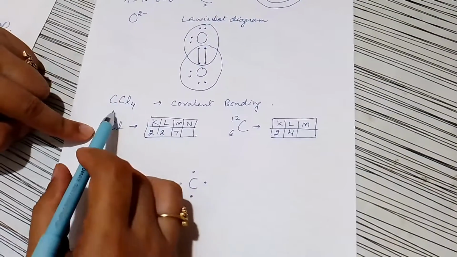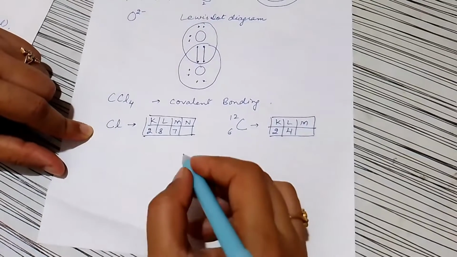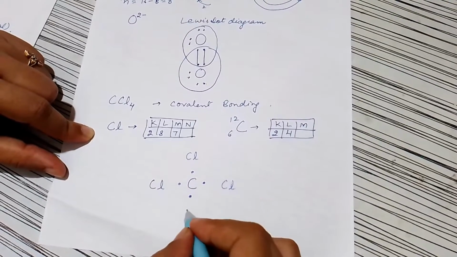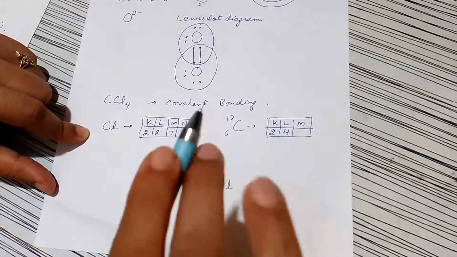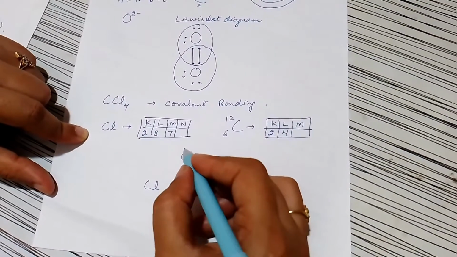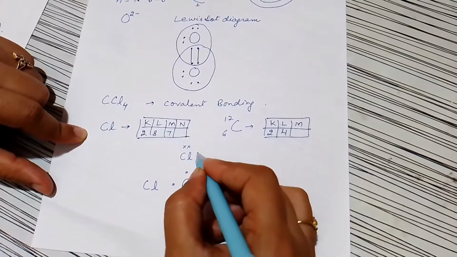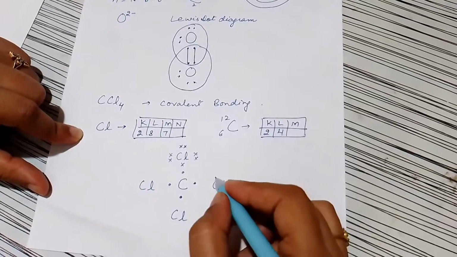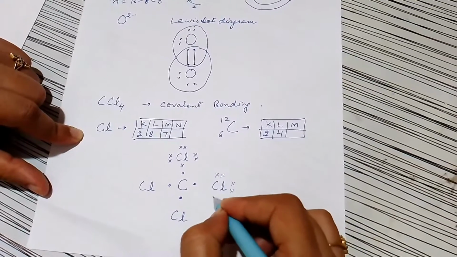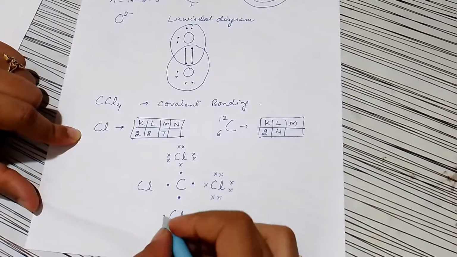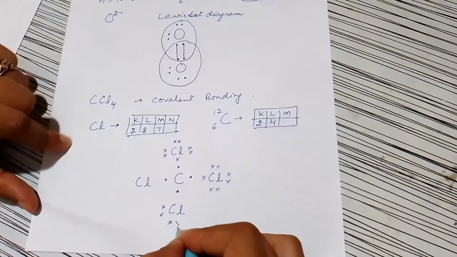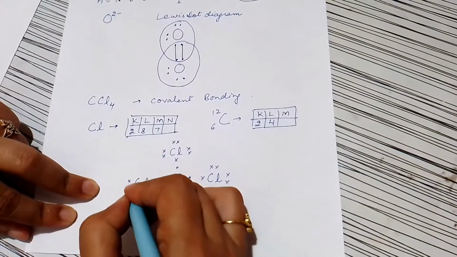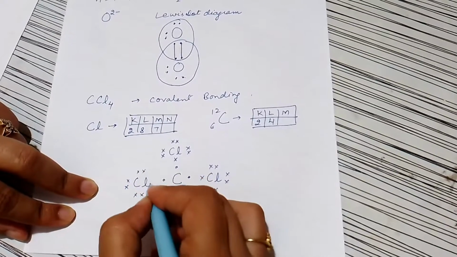How do we show carbon tetrachloride covalent bonding? Chlorine I'll show here, and we will also show the outermost orbit of chlorine. As you know, it has 7 electrons in the outermost orbit. I'll show them with the help of crosses. 1, 2, 3, 4, 5, 6, 7, and the same for each of the four chlorine atoms.